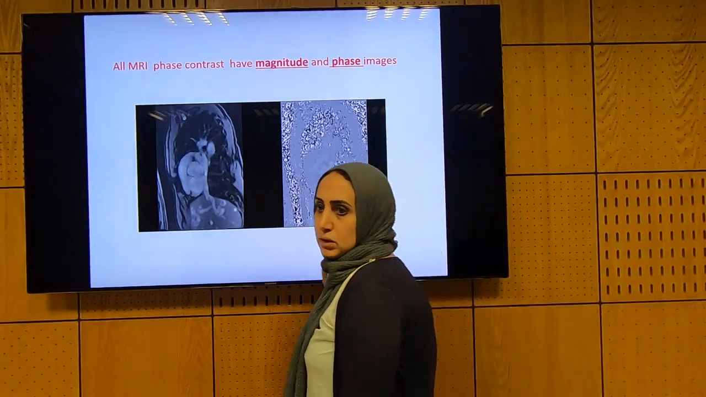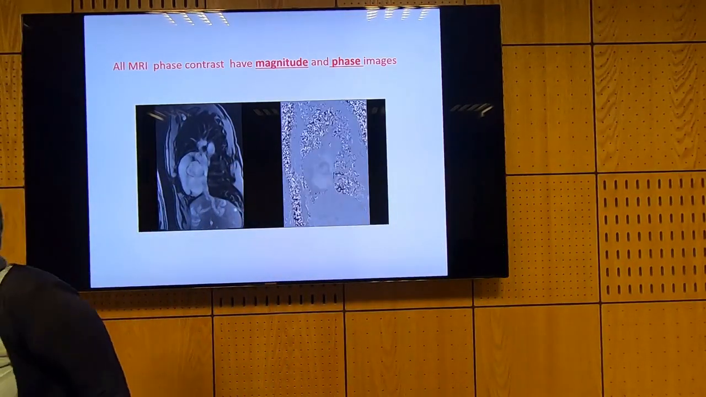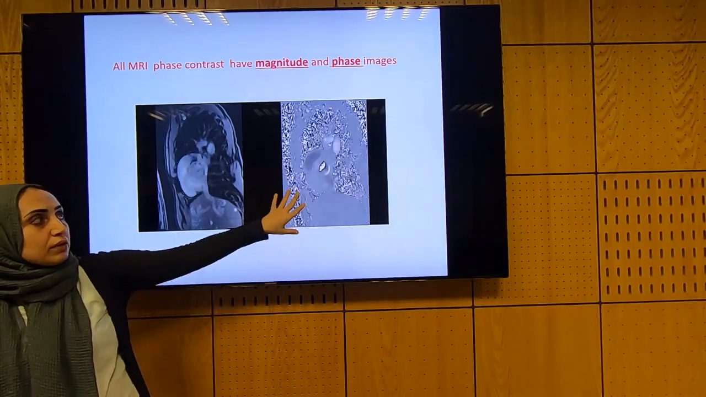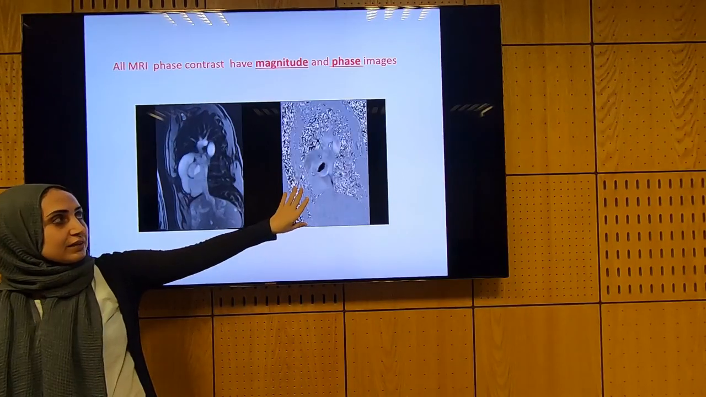This is a famous sequence in MRI. Sequence means imaging tool. So it's a famous sequence in MRI that we have two images like that, and we have one picture like that. It's very noisy.